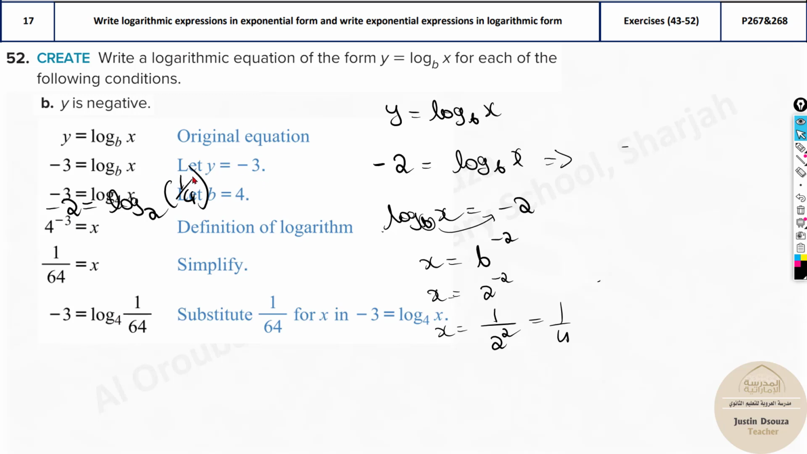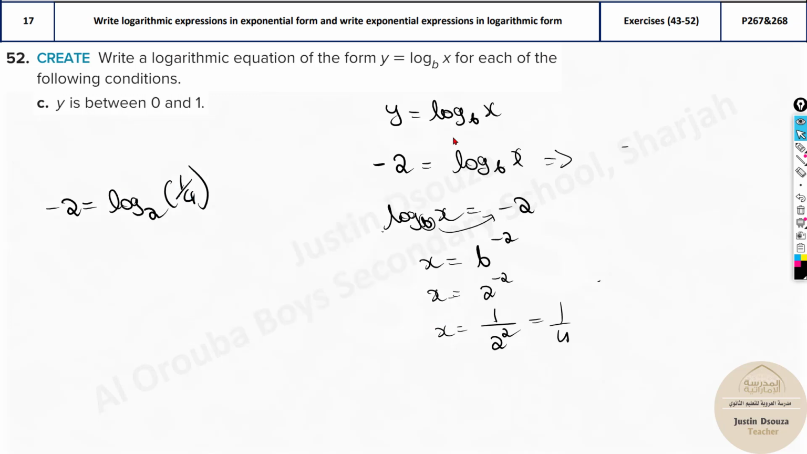It's just that, see, "let" means you're assuming. This has been assumed as minus 3 in this problem, and then b as 4. I had assumed both 2 and minus 2. That's why I got this answer, which is correct. This is just different assumptions.